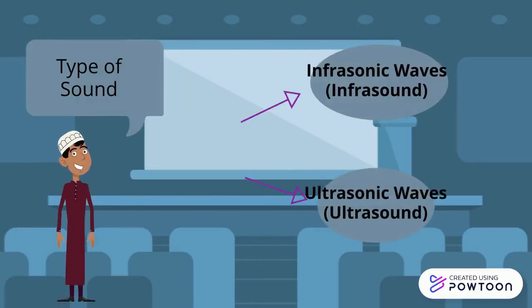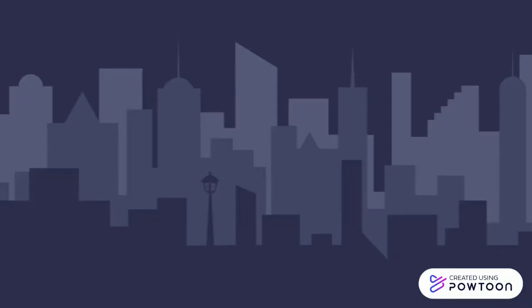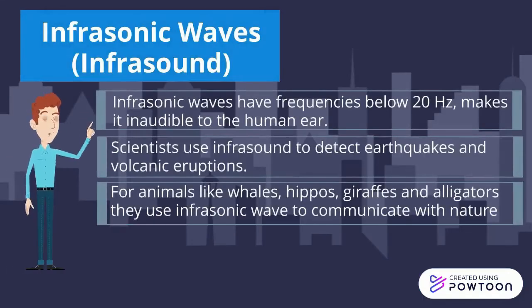So, let's move on to types of sound, which are infrasonic wave, infrasound, and ultrasonic wave, ultrasound. Infrasonic waves have a frequency below 20 Hz, making them inaudible to the human ear. Scientists use infrasound to detect earthquakes and volcanic eruptions. Animals like whales, hippos, giraffes, and alligators use infrasonic waves to communicate with nature.